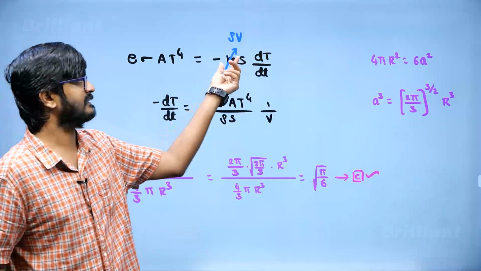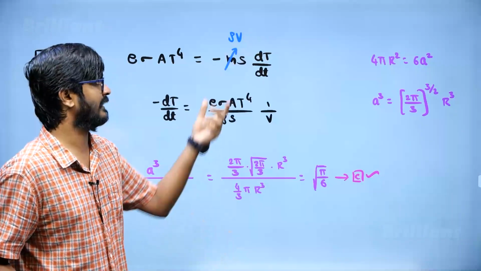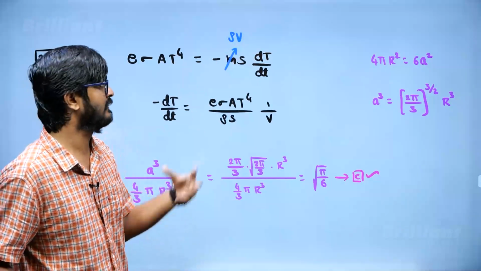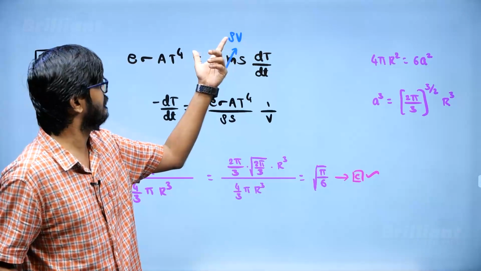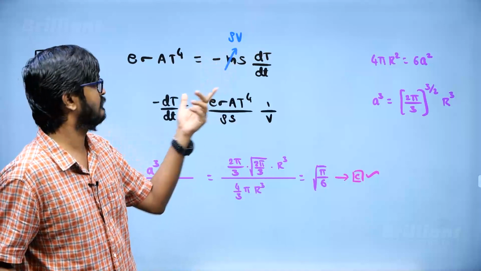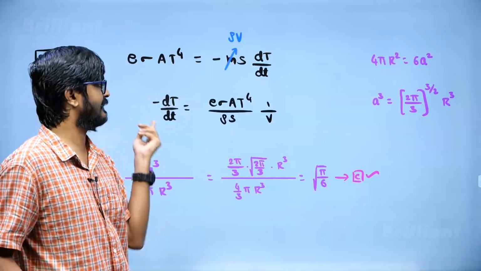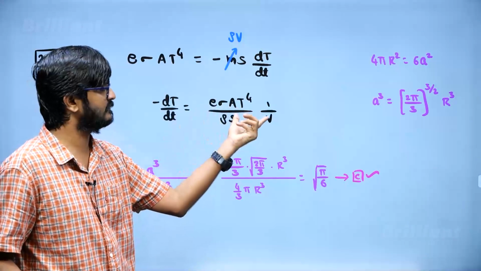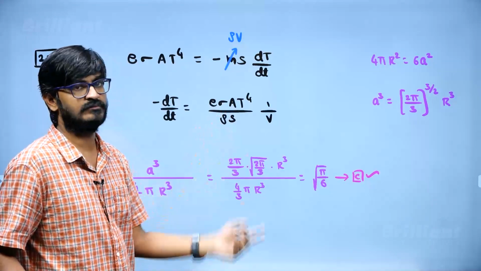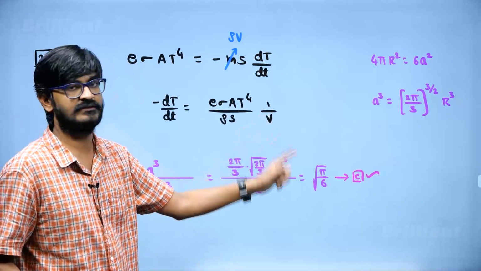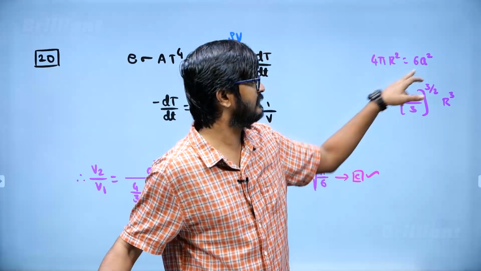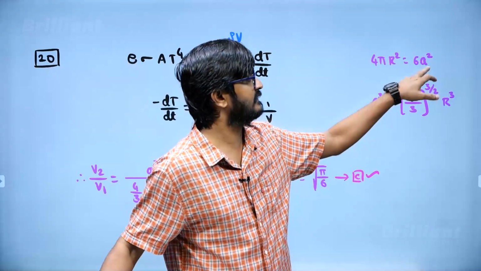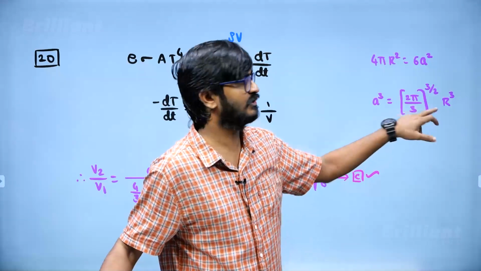Now what is mass? Mass is density into volume. Why have I taken that? Because they said same material, so same sigma value, same rho, right? So when I modify it, the rate of cooling will turn out to be this much. All these are constants for both the materials. The only thing is volume is different. But what they said, surface areas are same. From here I can get the volume relation, right?